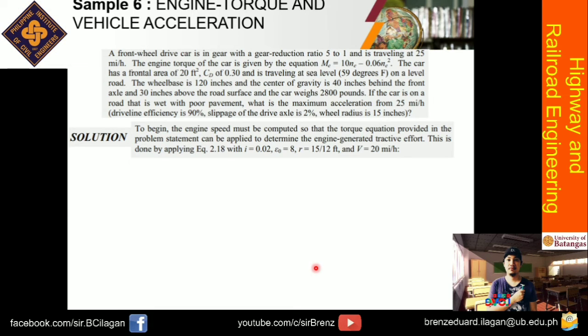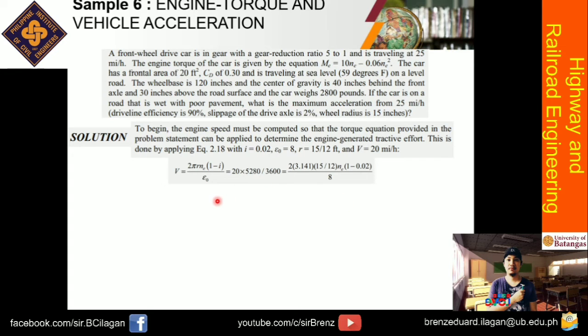Okay, so solution. To begin, the engine speed must be computed so that the torque equation provided in the problem statement can be applied to determine the engine-generated tractive effort. This is done by applying equation 2.18 with i equal to 0.02, epsilon sub 0 equal to 8, r equal to 15 over 12 feet, and the velocity is 20 miles per hour.